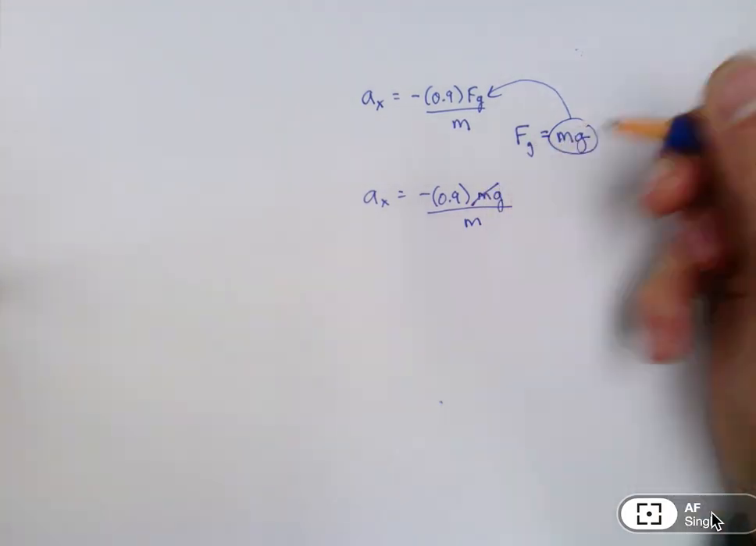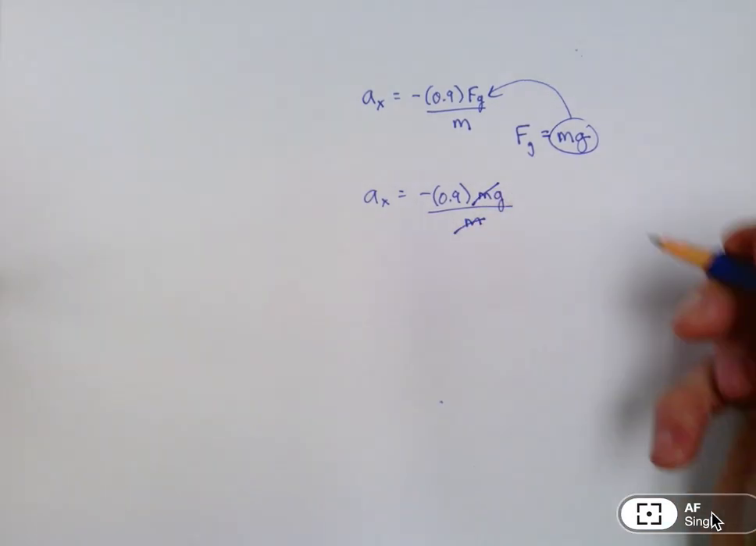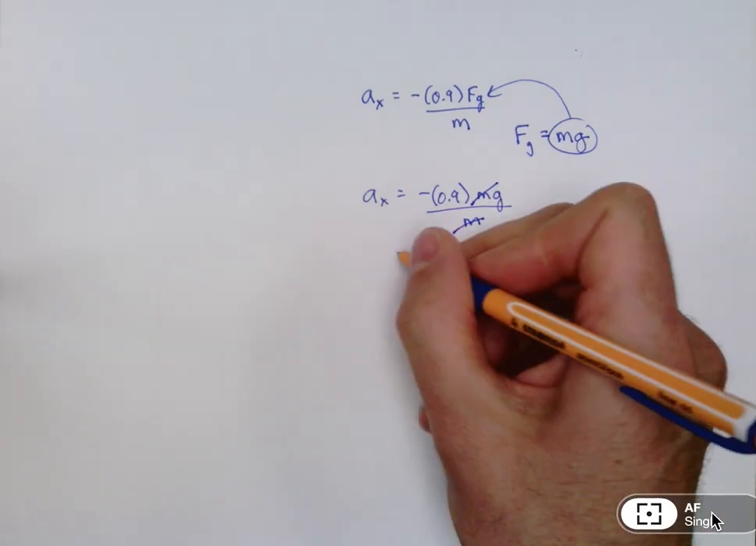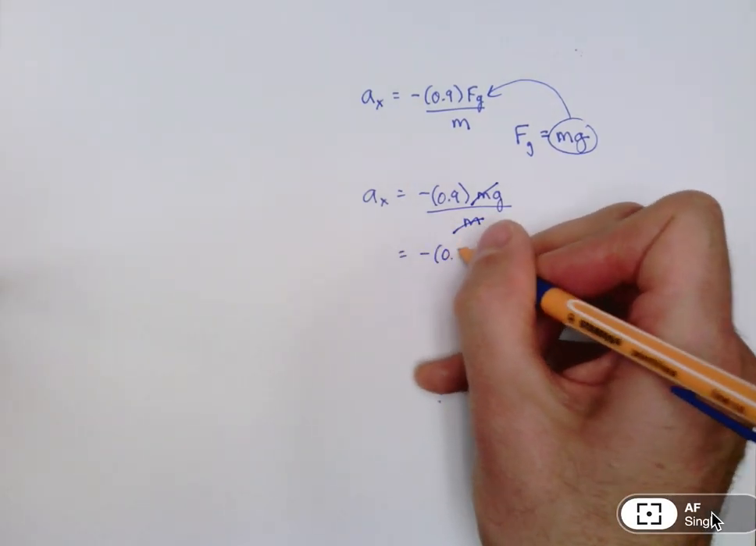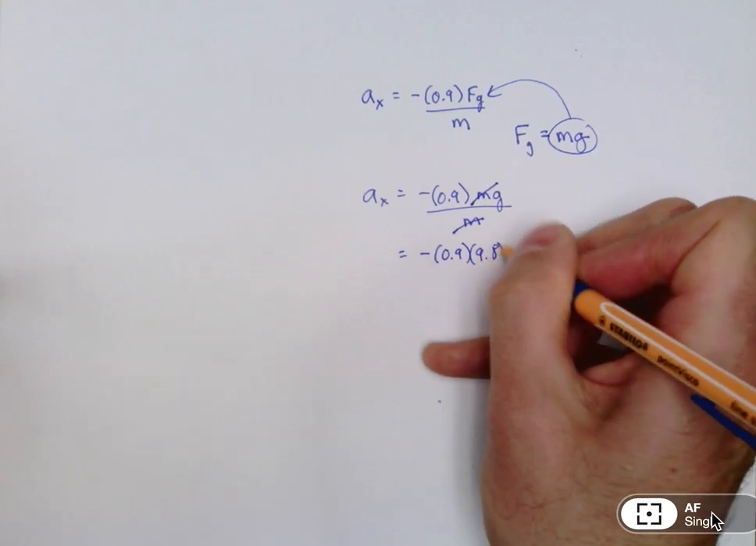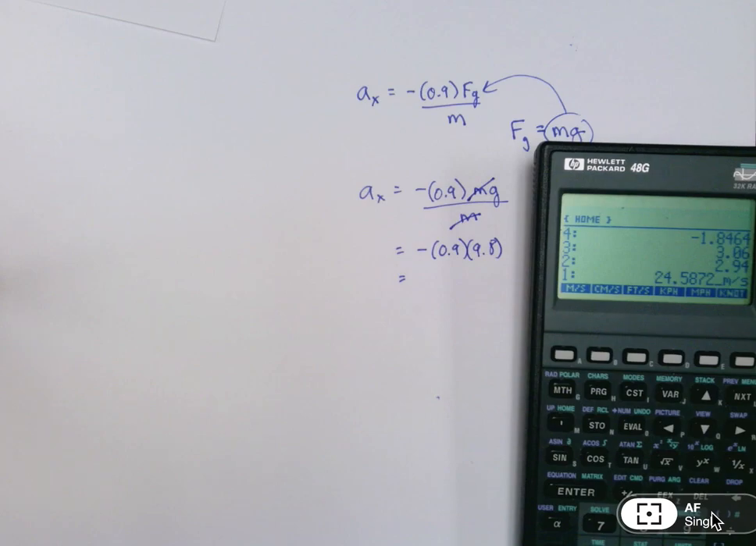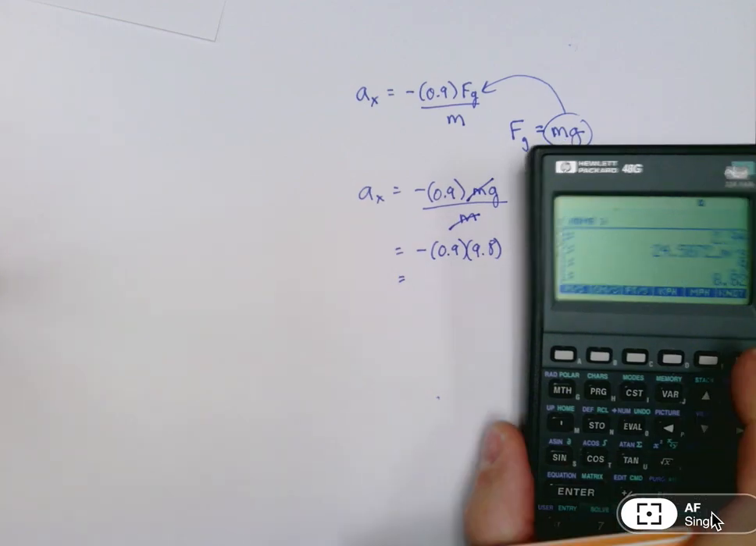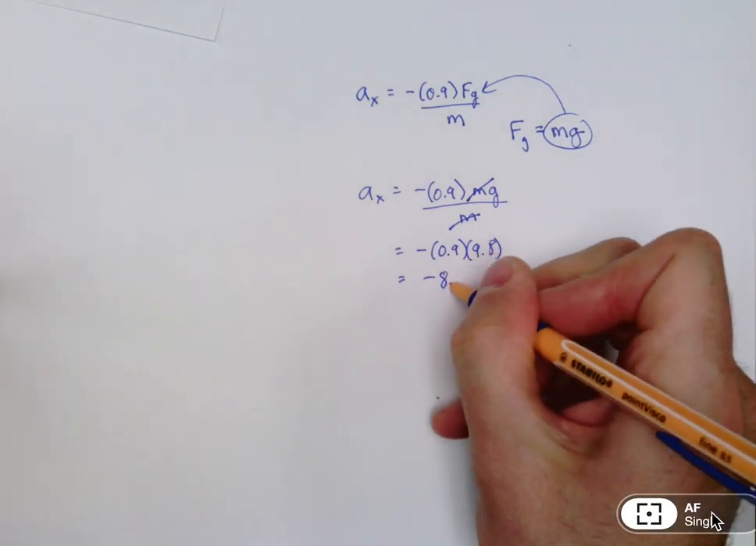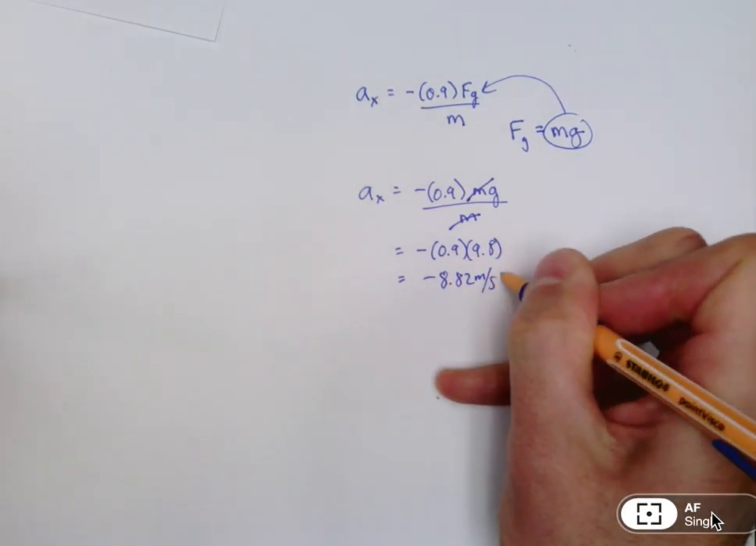We have a mass on the top of the fraction and a mass on the bottom of the fraction. So the mass cancels out. And acceleration is equal to negative 0.9 times 9.8. And that'll give us an acceleration number that we were looking for. So 0.9 times 9.8 is 8.82. The acceleration here is negative 8.82 meters per second squared.